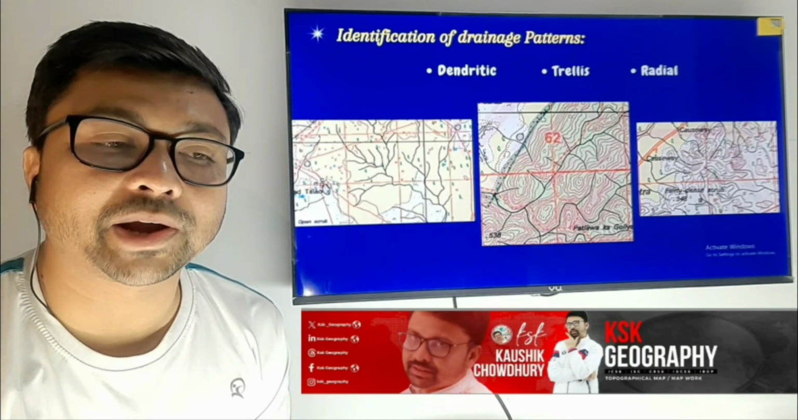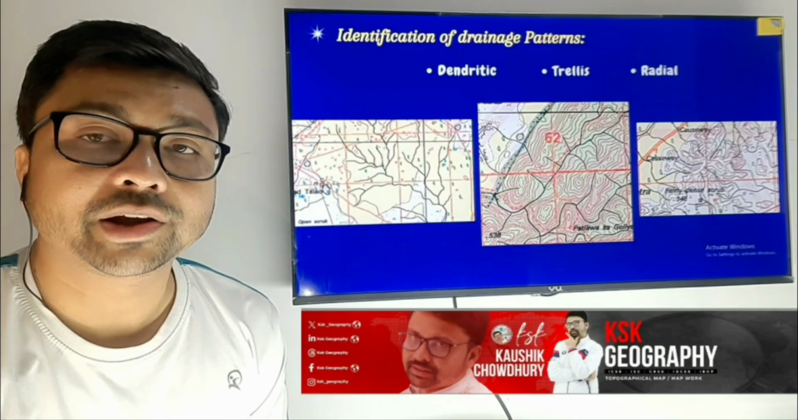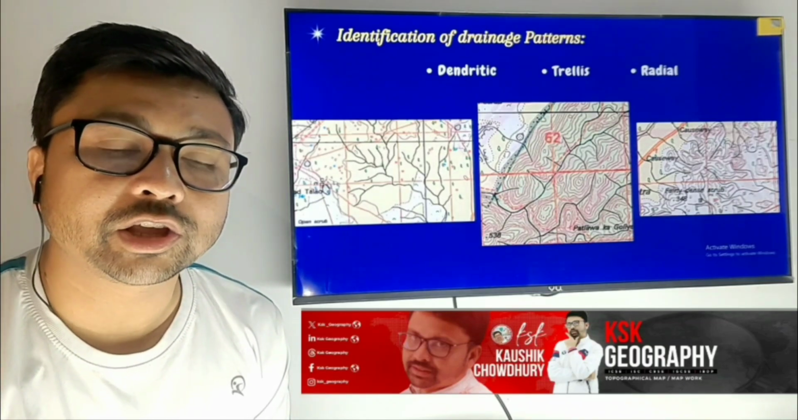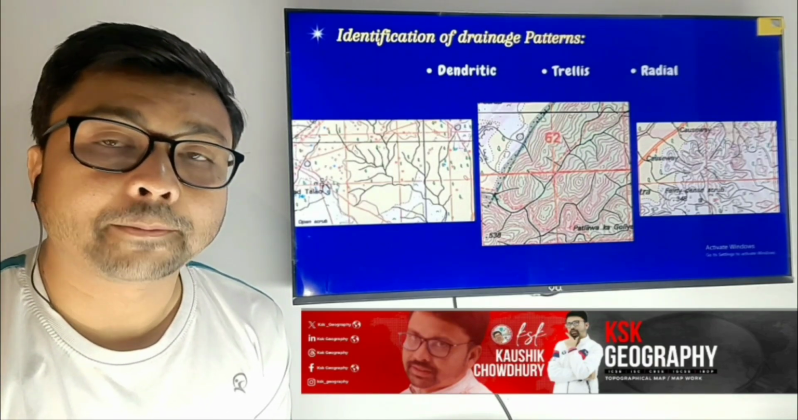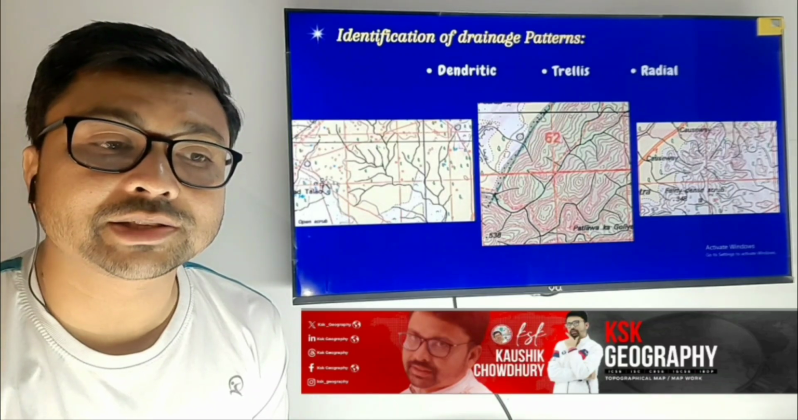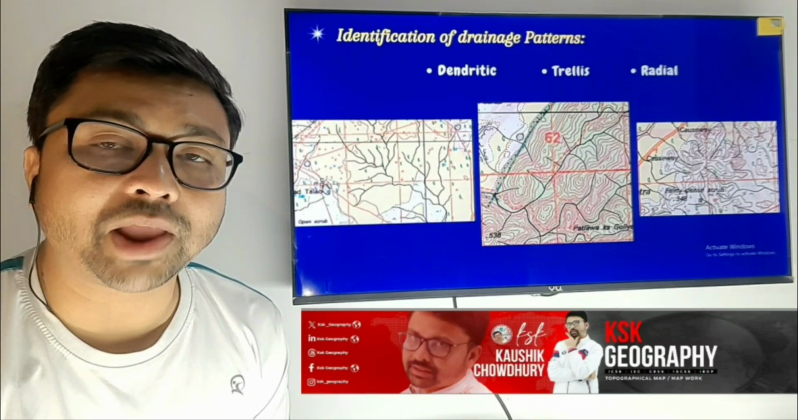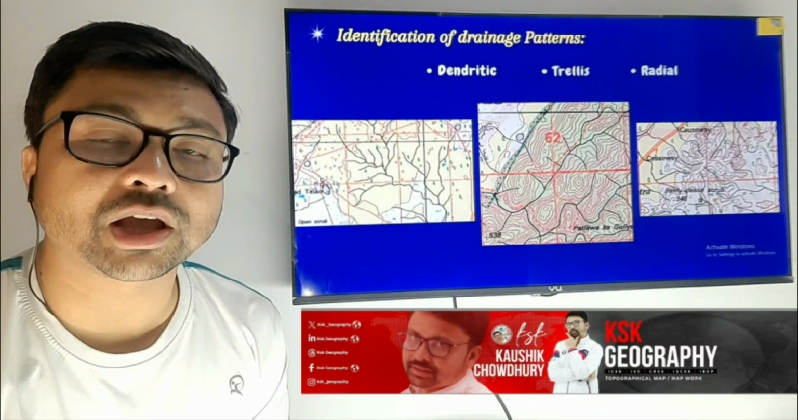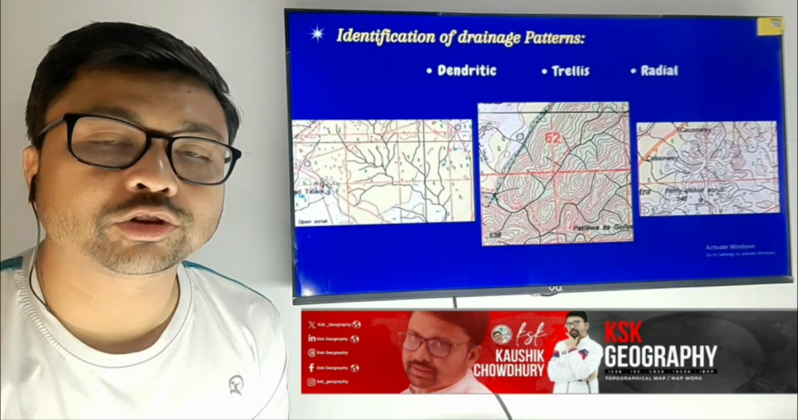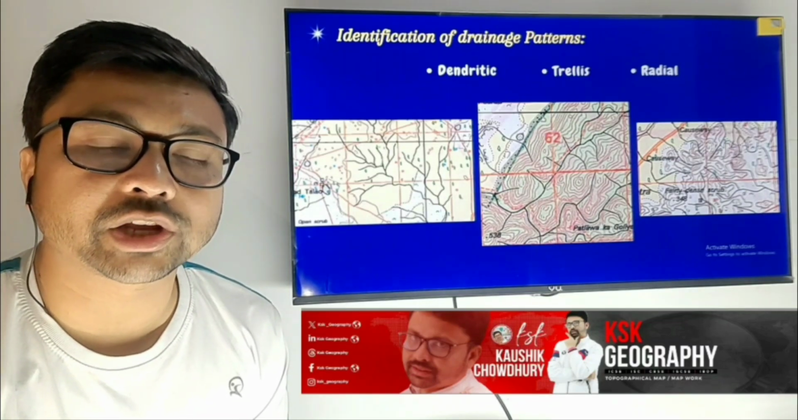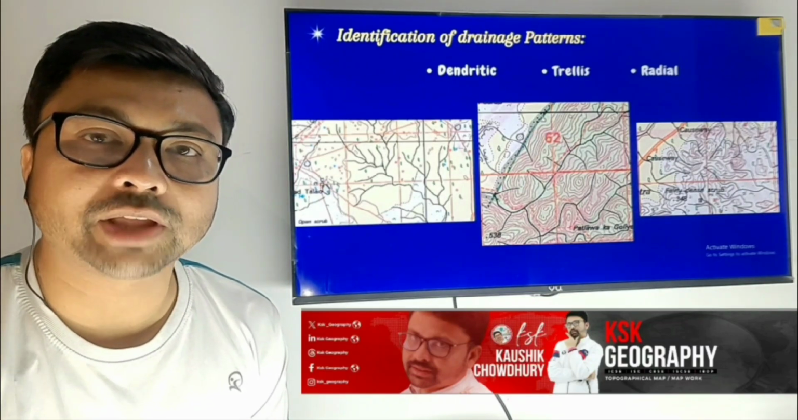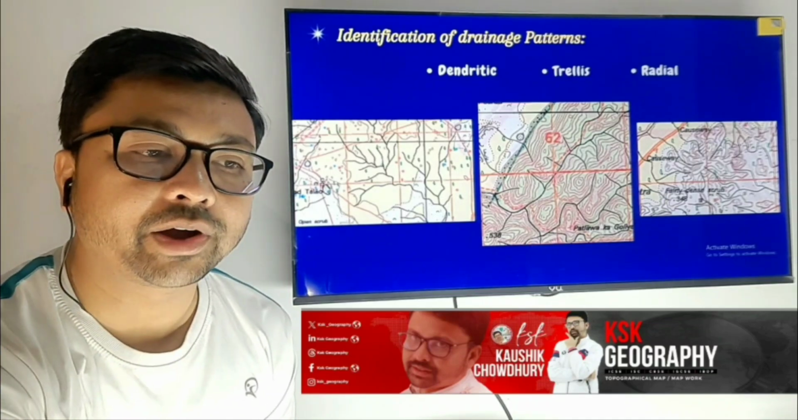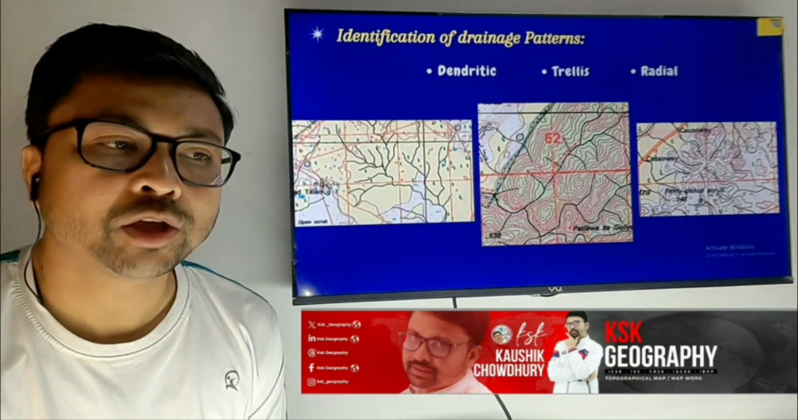So that time it will be called trellis pattern, right? And the radial pattern. Radial pattern will be easy to understand. You will see the concentric brown color lines, which mean the contour lines, and the black color lines will cross the brown lines and go in all directions from one center point. So that time it will be considered a radial pattern.